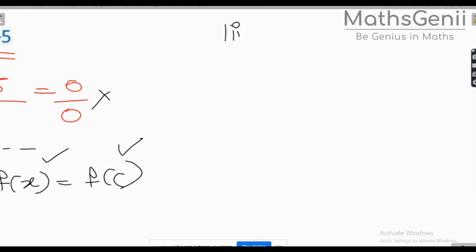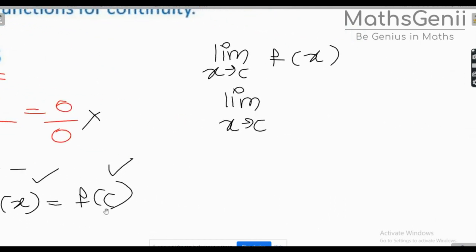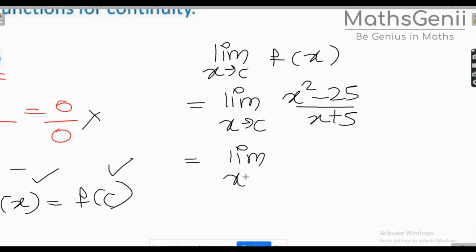So the condition says limit x tends to c f of x. Okay, so now what is your f of x? F of x is nothing but your question. It is x square minus 25 upon x plus 5. Now you cannot directly solve it. Can I write this 25 as 5 square? I can write, right? 5 square is nothing but 25 only.